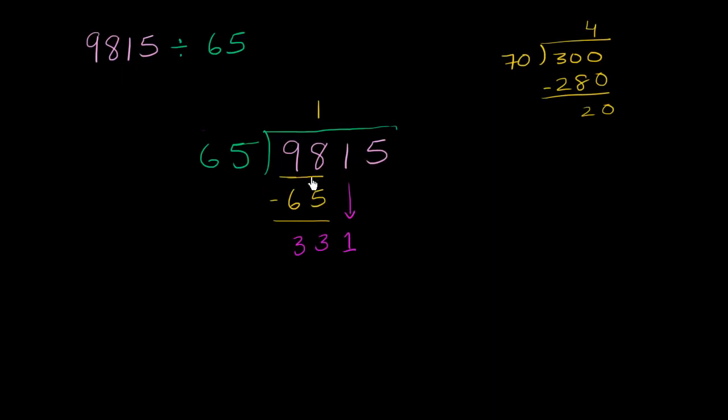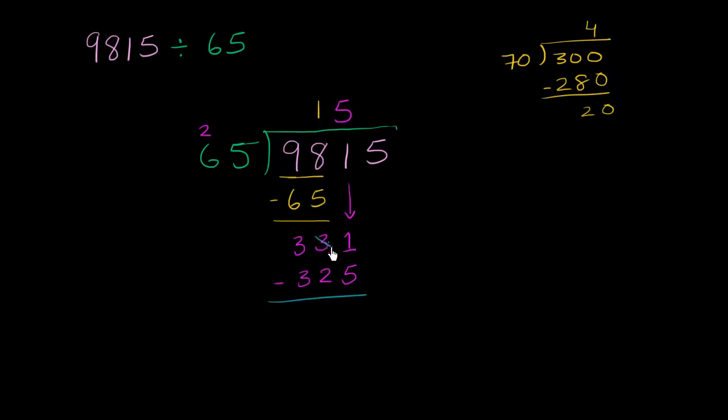I could just say, well, 4 wasn't enough. I had too much left over. Let me try 5 now. 5 times 5 is 25. Carry the 2. 5 times 6 is 30, plus 2 is 32. There you go. We got much closer to 331 without going over. Now we can subtract. And once again, we can do a little regrouping.